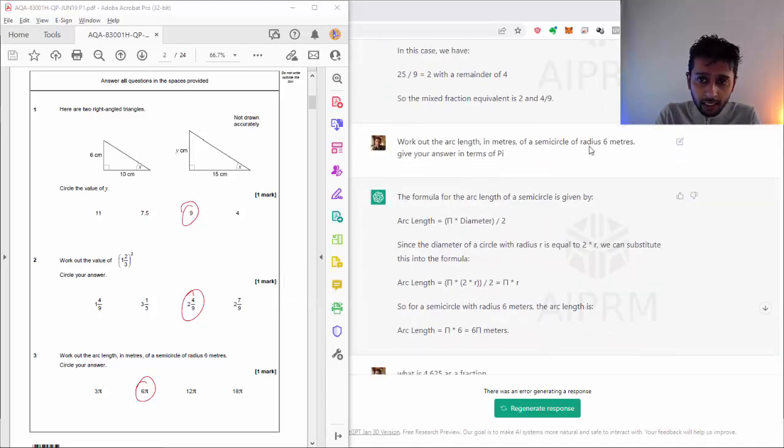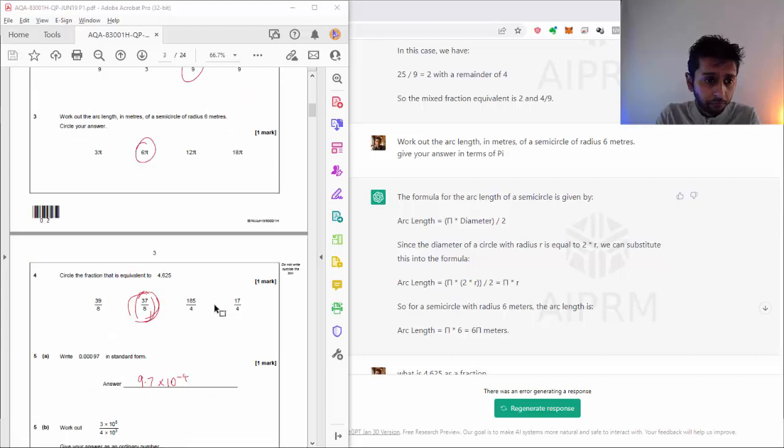Work out the arc length in meters of a semicircle with a radius of 4 in terms of pi. It's given me 6 pi, so I've circled that.